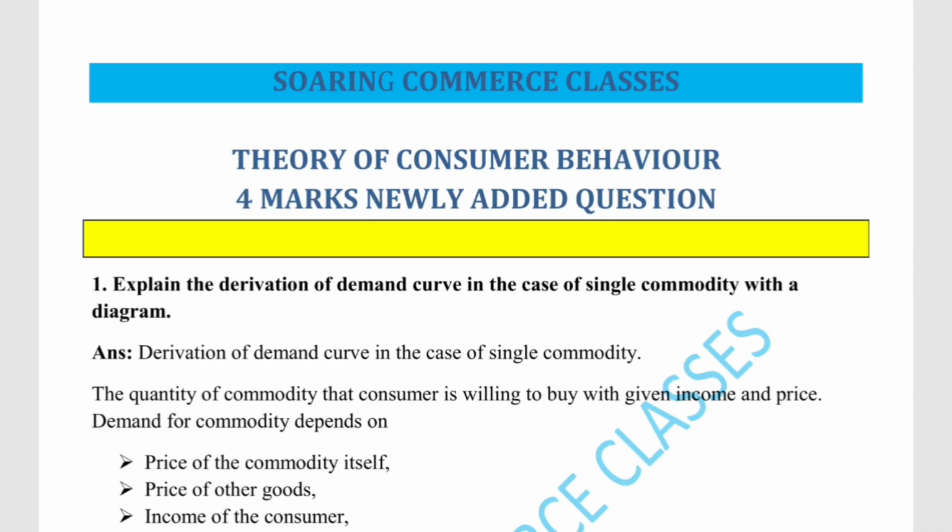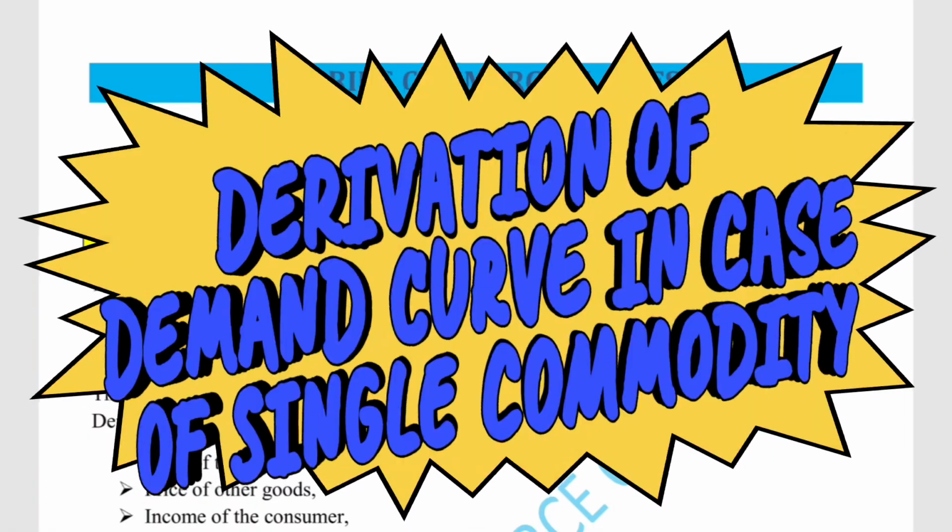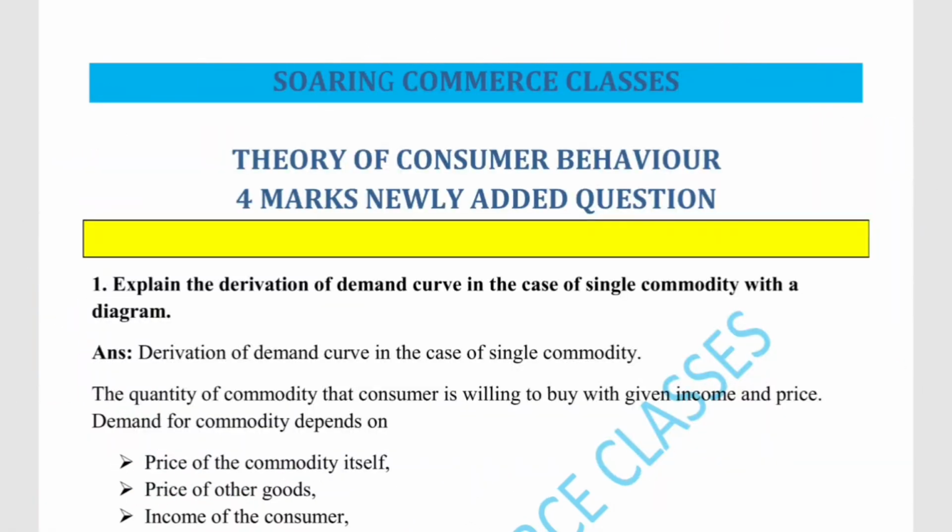In this video, I'm going to be discussing the newly added question from the 2025-26 question bank. Yes, the PU board has added some new questions in the theory of consumer behavior, and the 4 marks question I'm going to discuss in this video. The question is: explain the derivation of demand curve in the case of a single commodity with the diagram.